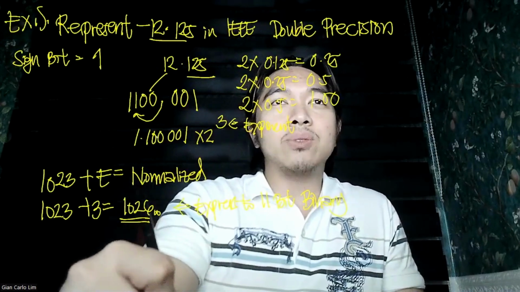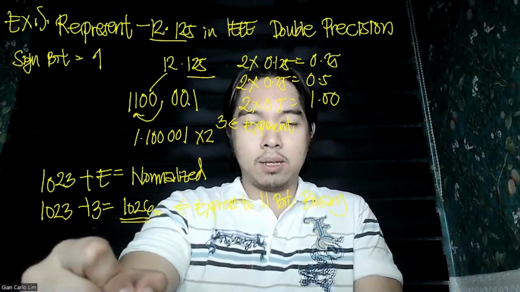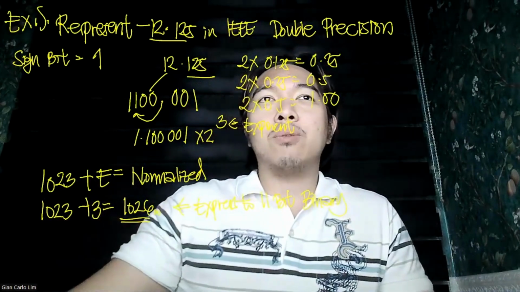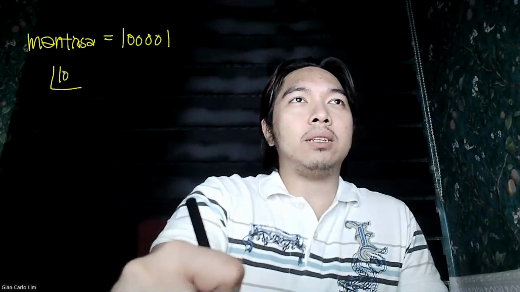So kunin natin importanteng value. So mantisa is 100001. Okay. Kunin natin yan. So mantisa is 100001. So ito yung mantisa natin. So, 1026, okay, convert natin siya to binary.